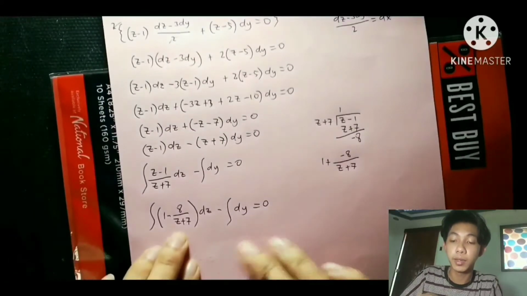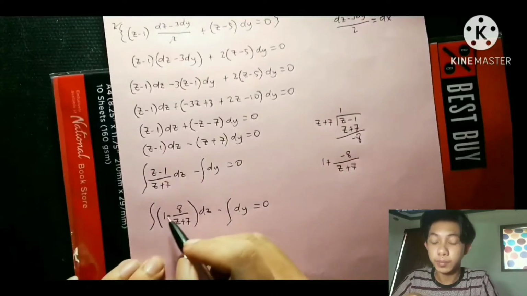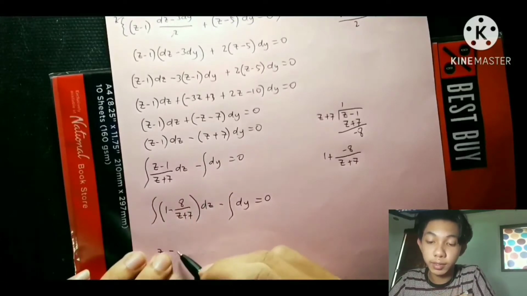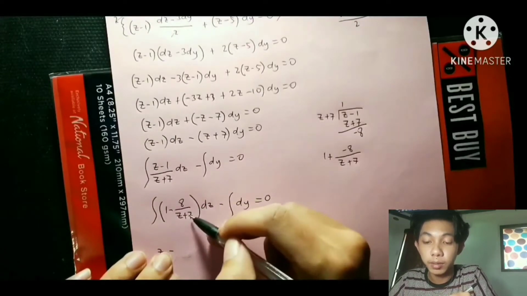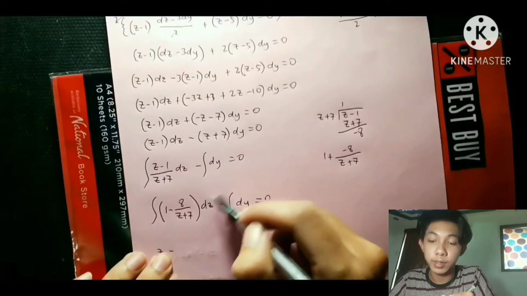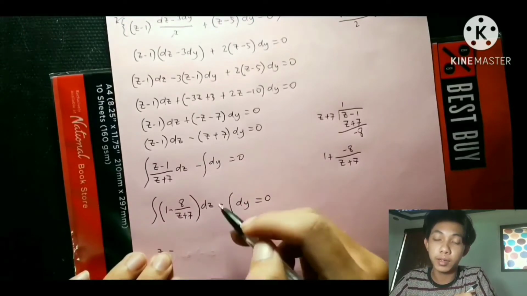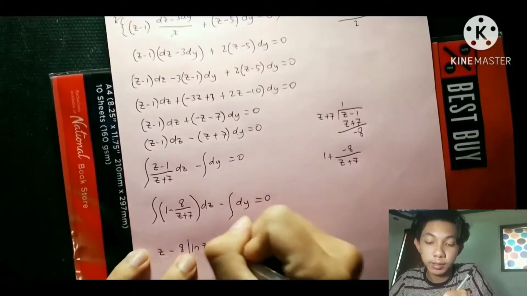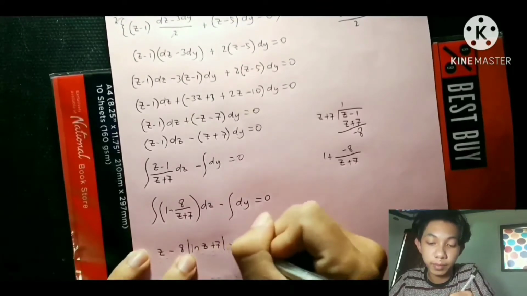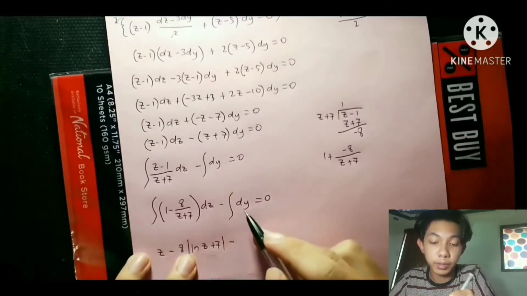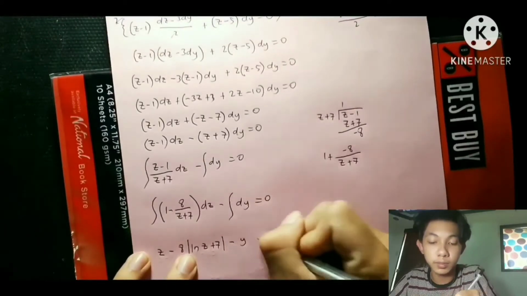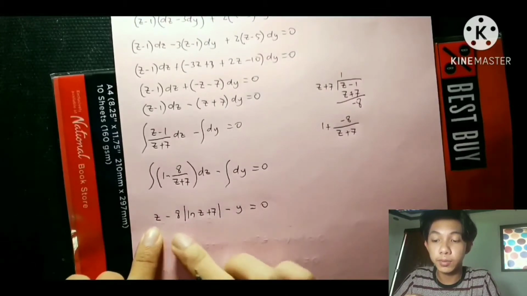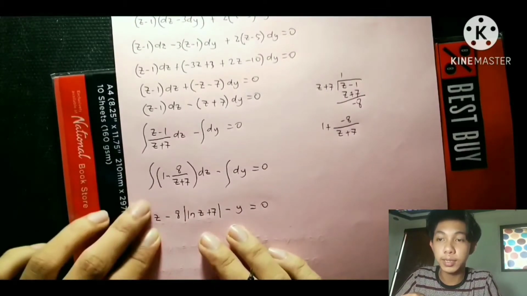to 0. So, ayan na siya. Pwede natin siyang i-integrate. Integral ng 1 is z. Magiging 8. Yung constant na 8, igigilin natin siya dito. And then, parang magiging 1 over z plus 7. Di ba yung 1 over z plus 7 yung rule na parang ln siya. So, magiging 8 ln z plus 7. Then, minus yung integral of dy lang is y is equal to 0. So ayan na. So pwede natin ulit siyang ibalik sa dati.